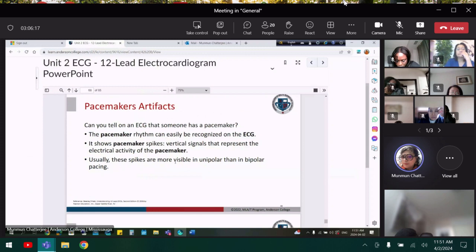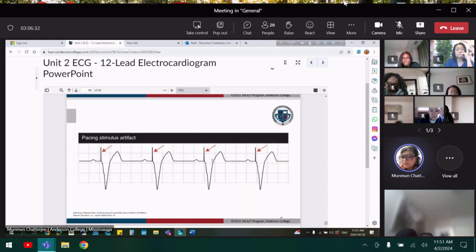So it shows in the pacemaker spikes. You can see vertical signals that represent the electrical activity of the pacemaker. These spikes are more visible in unipolar than in bipolar pacing. See how it looks. When there is a negative deflection, you can see this pacemaker spike as a positive one.